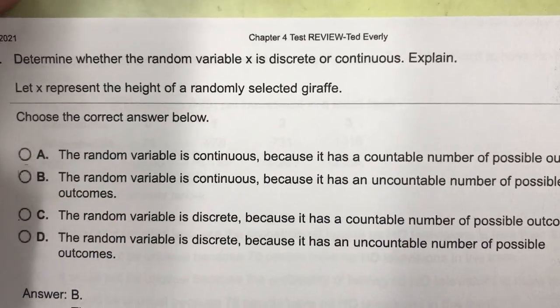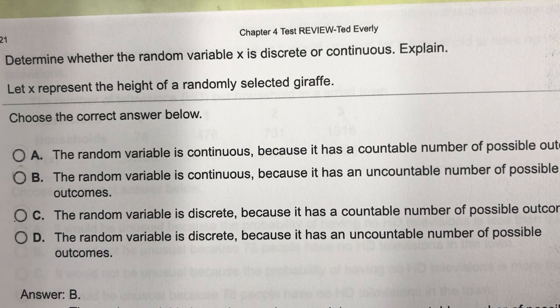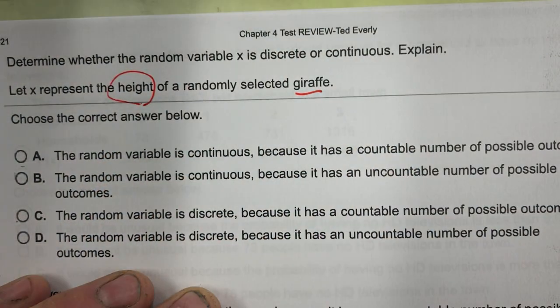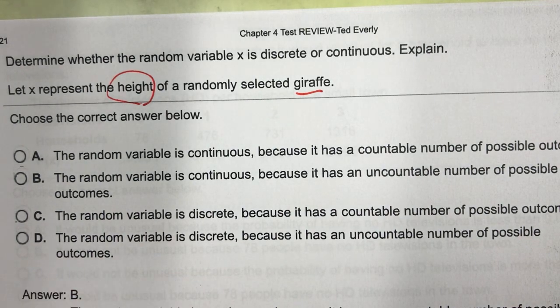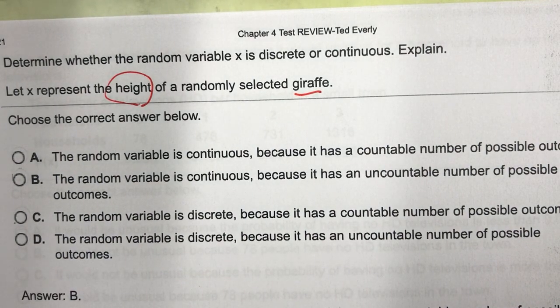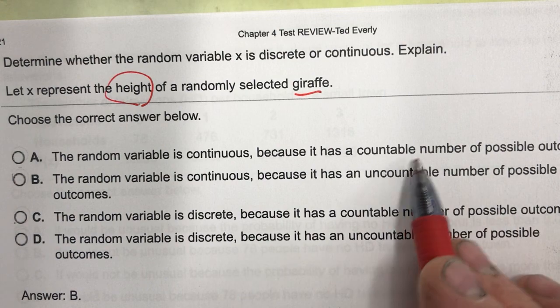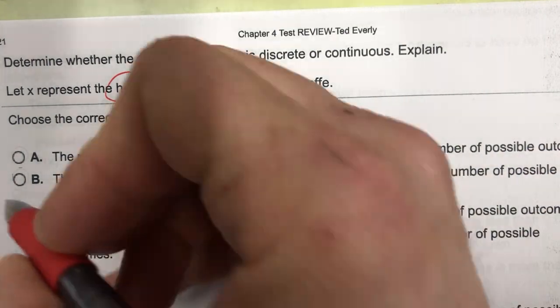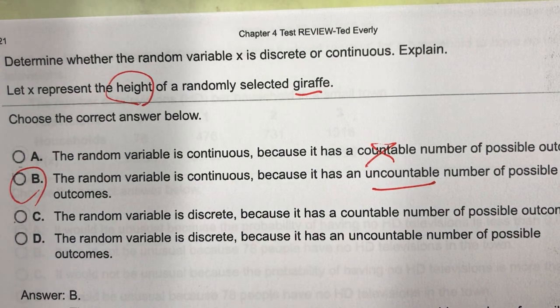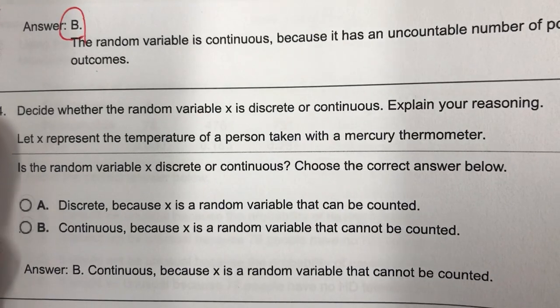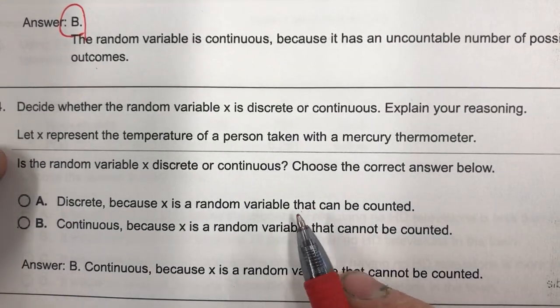All right, let's look at number 3 here. Determine whether this is discrete or continuous. X represents the height of a randomly selected giraffe. All right, we're looking at the height. This is a measurement. This is something we can't count. So this is continuous. Now we've got a couple different things that say continuous. So if you look at it, this is a countable number of possible outcomes? No, you can't count them. No, it's uncountable. So this would be B. You can see it down here. That's the answer.